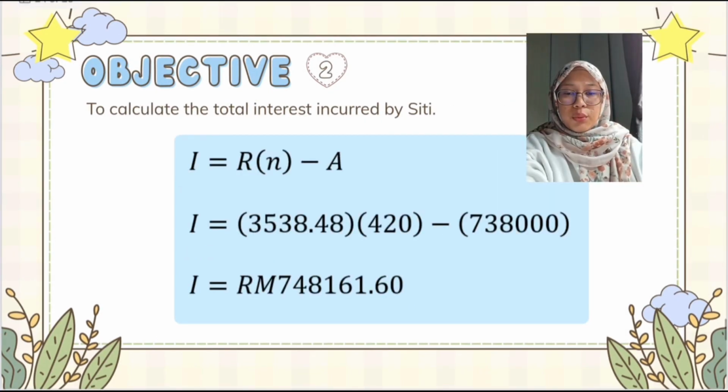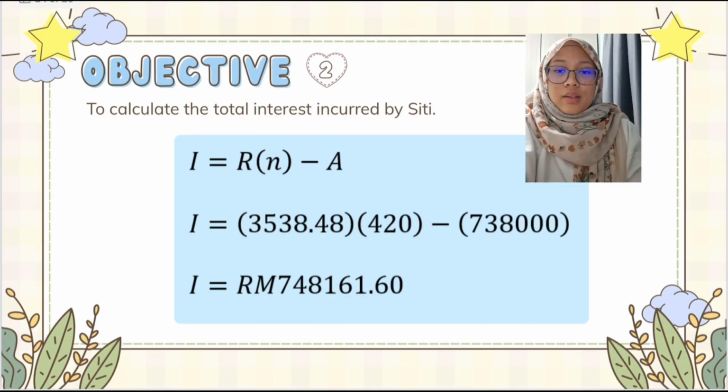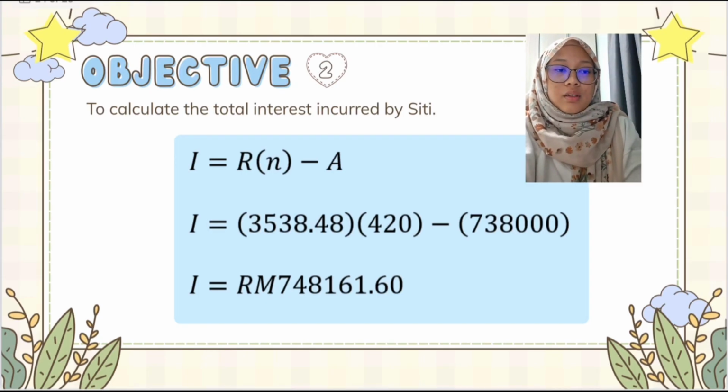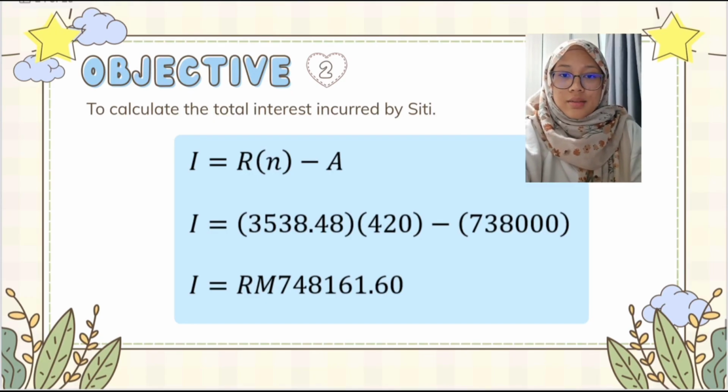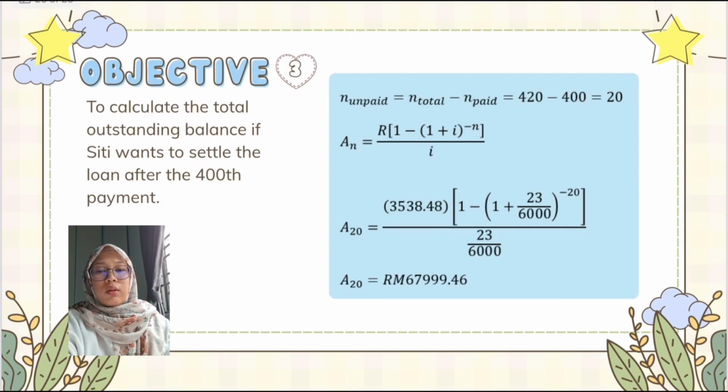So for calculation 2, we need to find total interest. So we use I equals R times N minus A. I equals open bracket 3,538 ringgit 48 cents close bracket, open bracket 420 close bracket, minus open bracket 738,000 close bracket. The final answer is I equals 748,161 ringgit 60 cents.